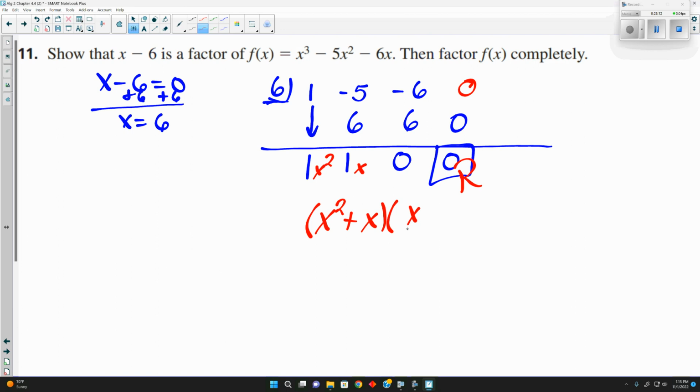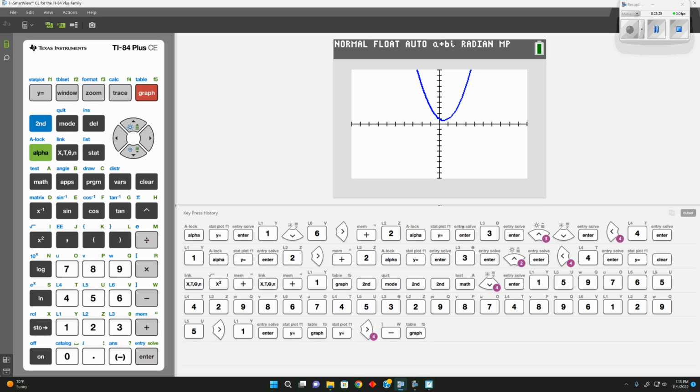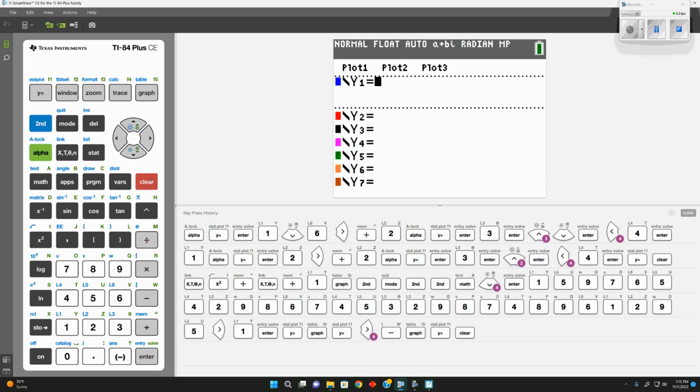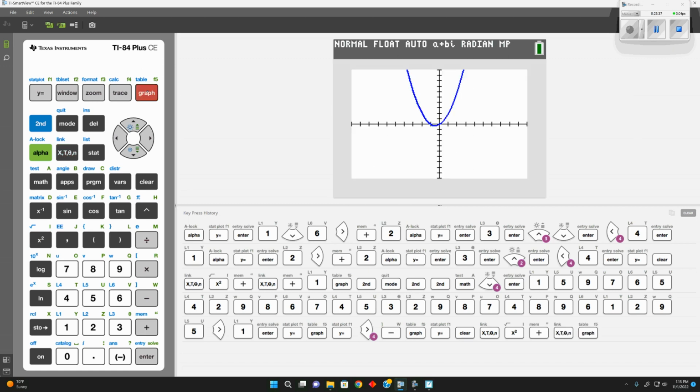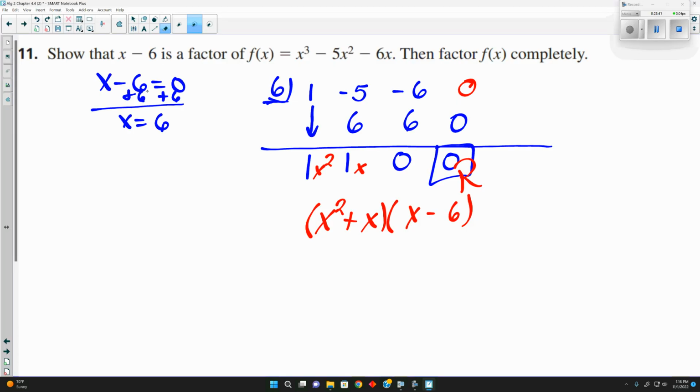And this here is being multiplied by x minus 6, yes? Now we do need to factor it because x minus 6 is as simple as it gets. X squared plus x we need to factor. Because I can look at the graph for this here, clear that out, x squared plus x. Okay, it does cross in 2 different places. So this does have solutions, it does factor.